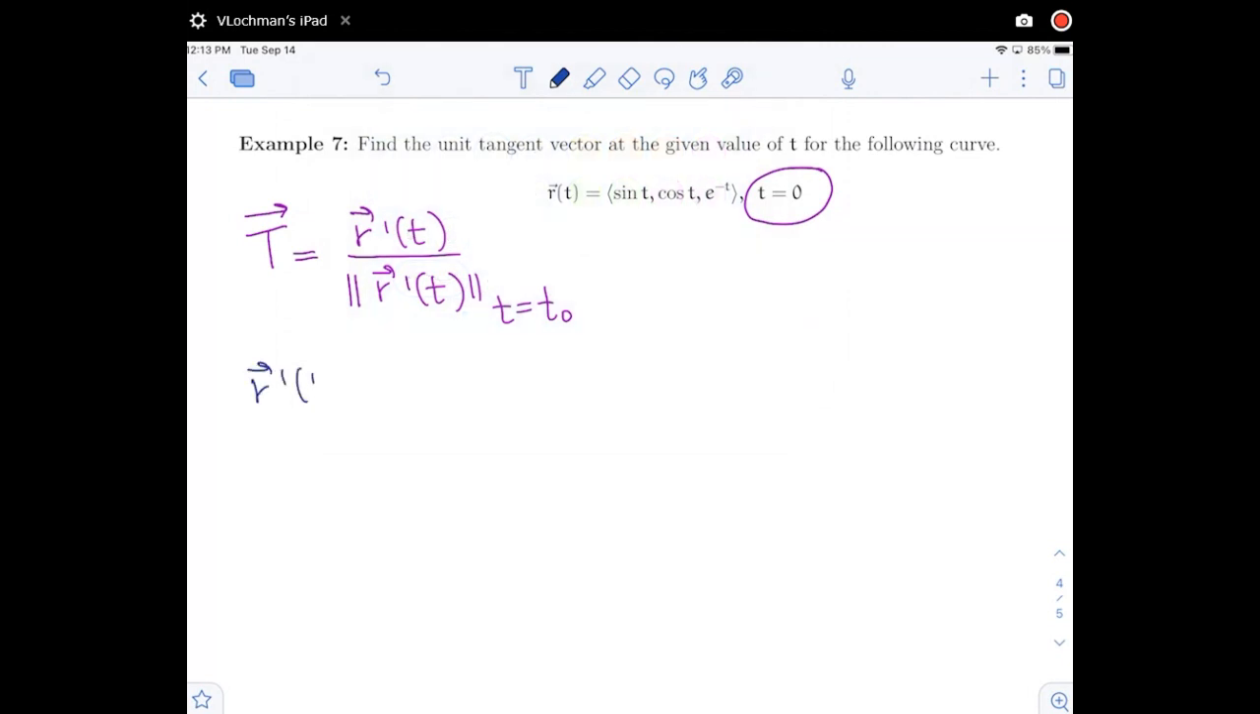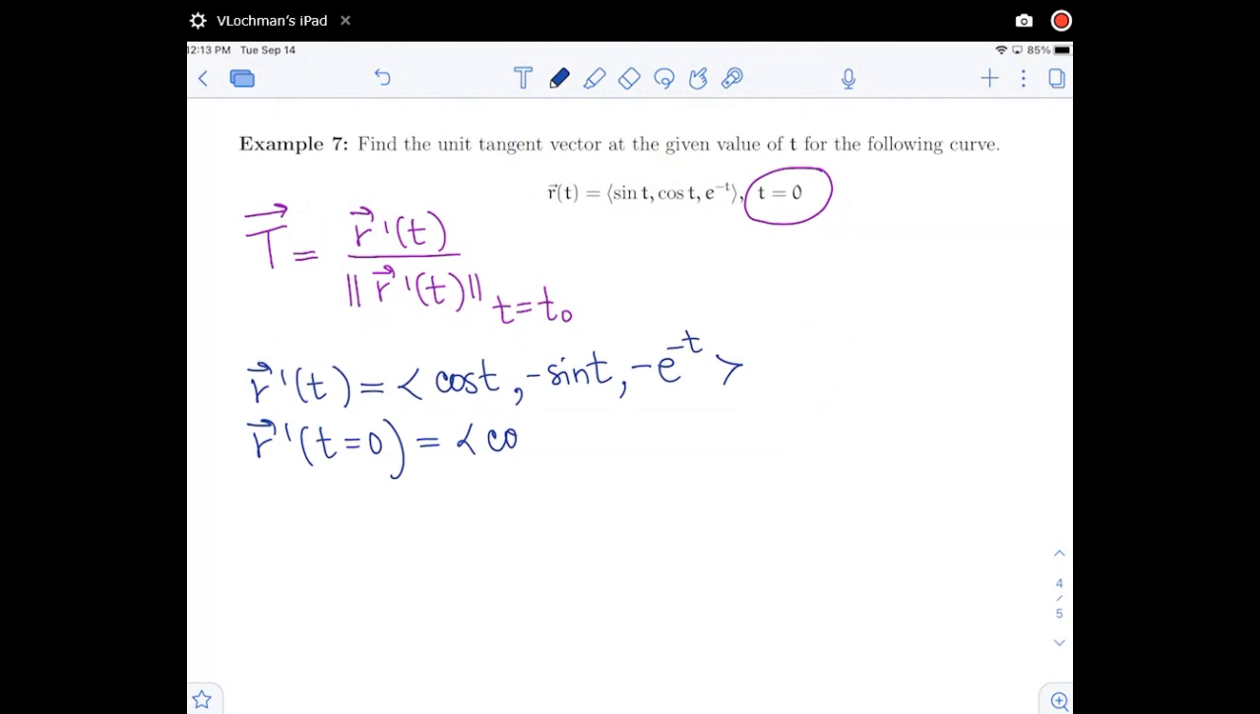Okay, r prime of t. Derivative of sine is cosine. Derivative of cosine is negative sine. And then here we get negative e to the negative t. Okay, so we found our general expression for the derivative. Let's evaluate it at 0. Okay, this is cosine of 0, negative sine of 0, negative e to the negative 0. We get this vector 1, 0, negative 1.